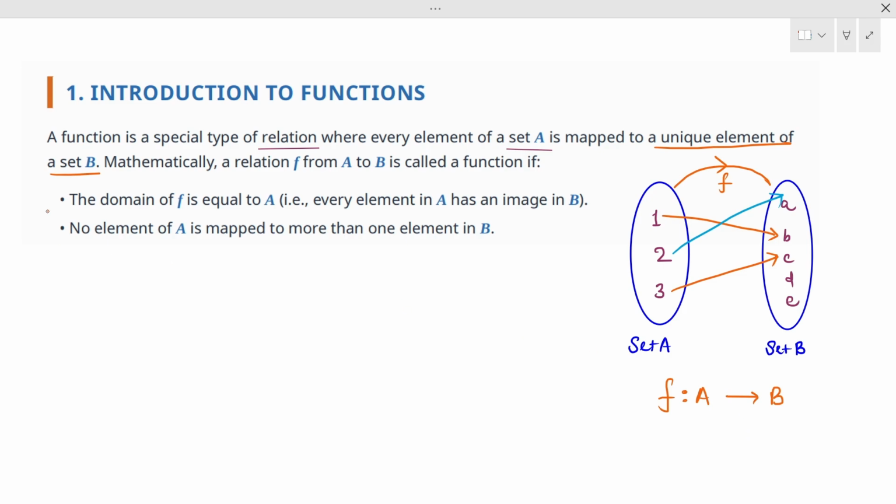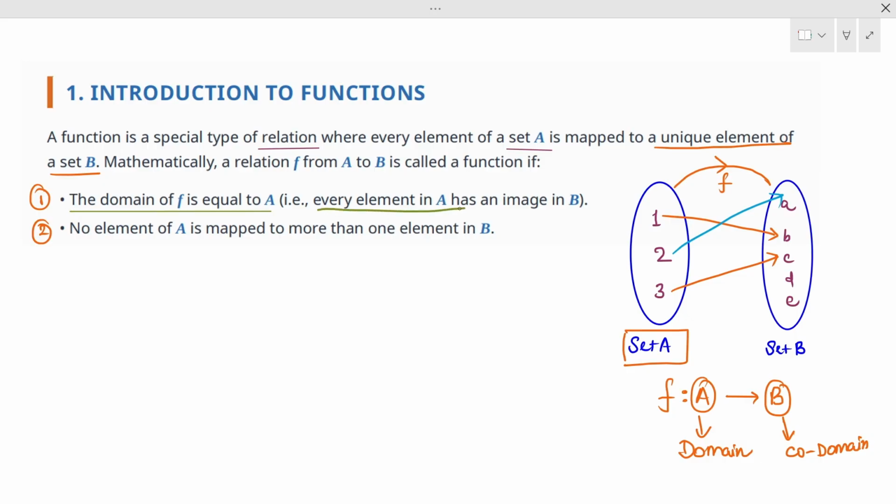right? So here there are two conditions. First is this set is called the domain, right? So this is called the domain of F, the set A, and the second set, it is called the codomain of F, right? So first thing, the domain of F is equal to the set A, that is every element in A has an image in B. We can clearly see here that every element of the set A has image in set B, right? Next condition is that no element of A is mapped to more than one element in B.